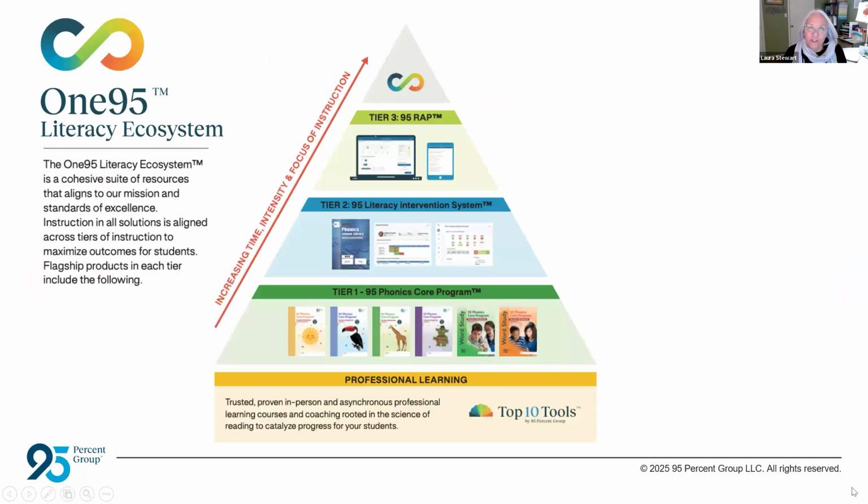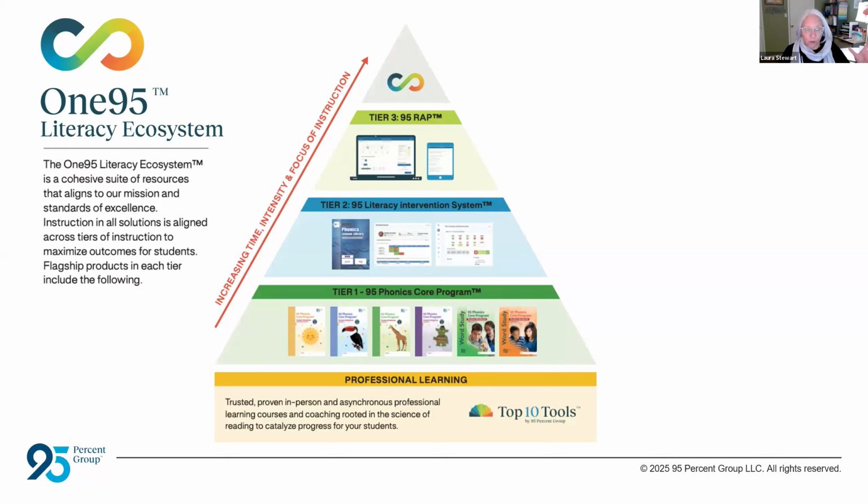So a distinctive feature of 95% Group is we have this unique literacy ecosystem approach. It's known as our 195 literacy ecosystem. And we offer instructional solutions that are cohesive and aligned in instruction across grades and across tiers so that our students can have that consistent academic language, consistent high impact routines. So what this pyramid shows you is what we call our flagship products in each tier of instruction.